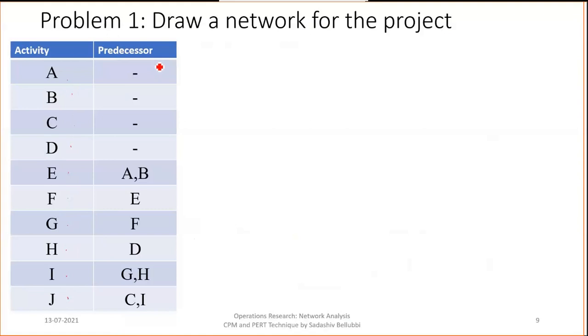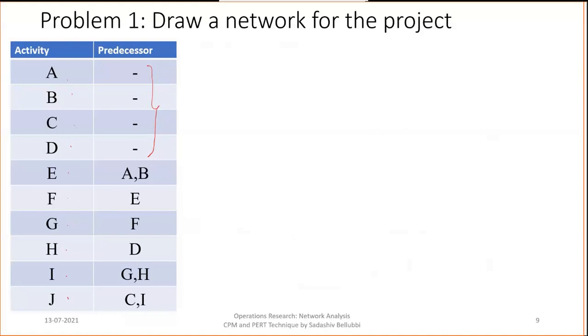For A, B, C, D, no predecessor is given. It means that A, B, C, D are the starting activities, so they don't need any predecessor activity. Simultaneously, we can start these A, B, C, D activities from day one of the project initiation.